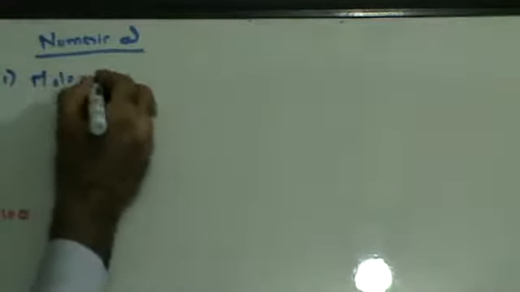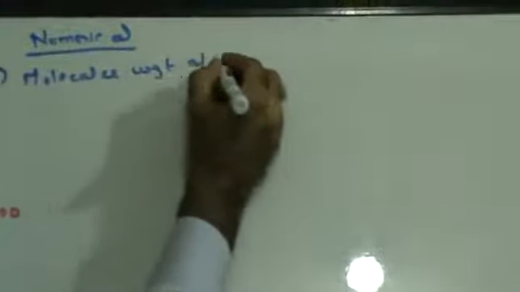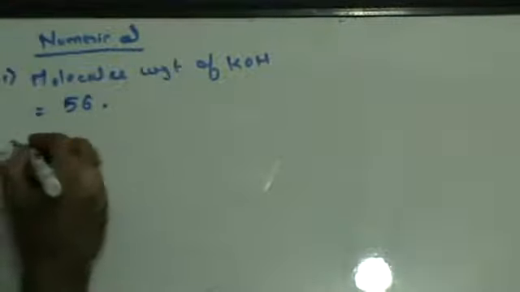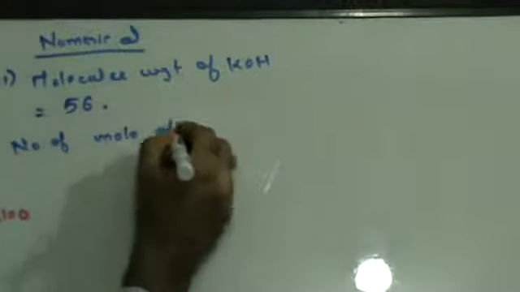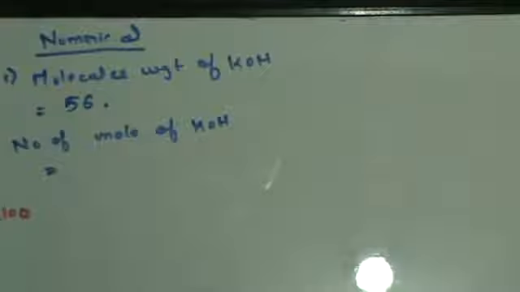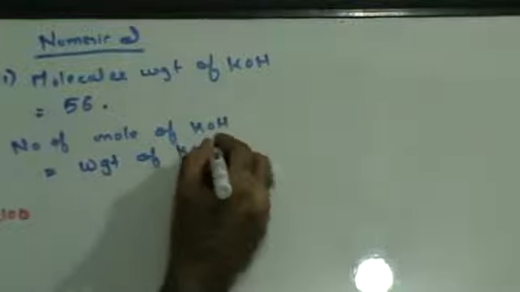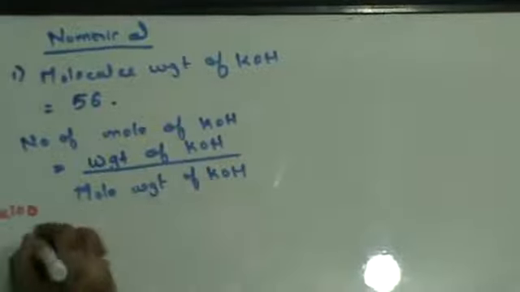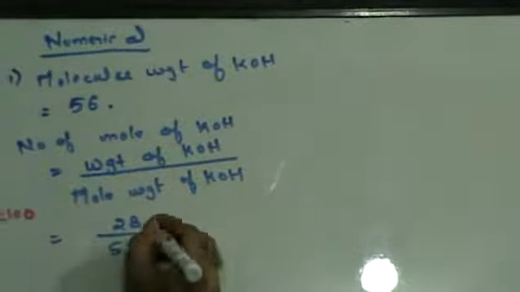Now first of all, what will be the molecular weight of potassium hydroxide? Molecular weight of potassium hydroxide is 56. So in that case, what will be the number of moles of potassium hydroxide? Number of moles of a given substance is nothing but weight of the substance divided by molecular weight. So this will be weight of KOH divided by molecular weight of KOH. Weight of KOH is 28. Molecular weight is 56. Right?